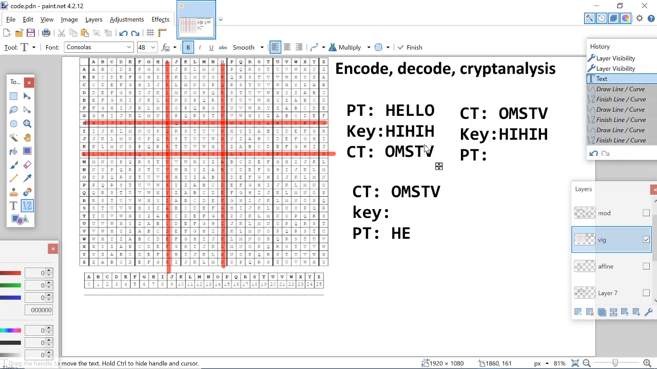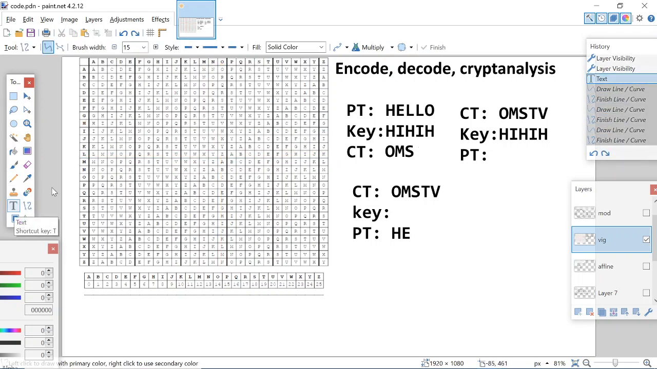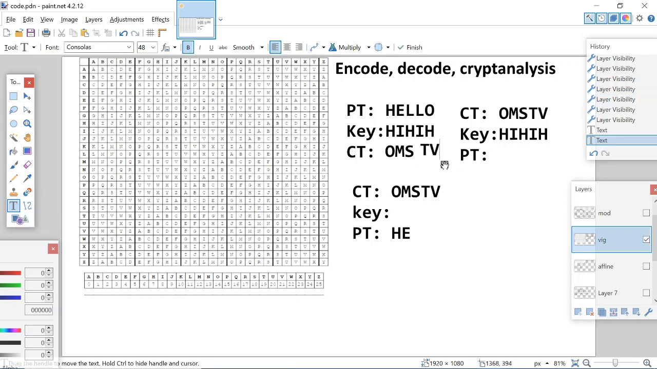Actually, let me go back. Let me just do it this way. T and V. Easy. So the next thing, though, is the decoding. Again, it's the same thing. If I wanted to do it the math way, O minus H: O is 14, H is 7, so 7, so my final letter is H. M and I: M is 12, I is 8, so 4, E.